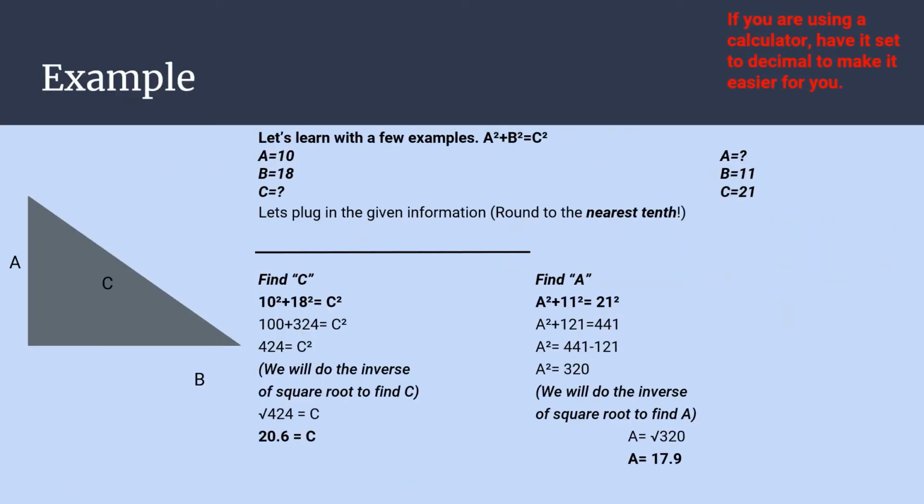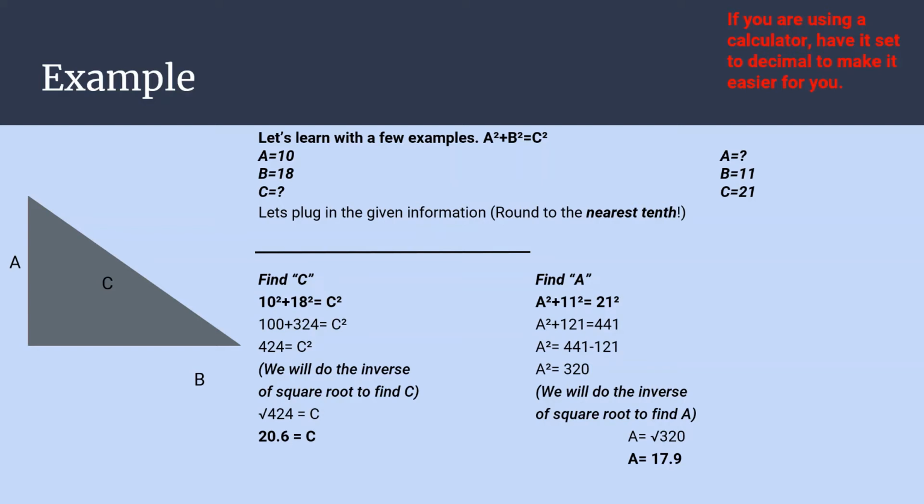If you're using a calculator, have it set to decimal to make it easier for you. Let's learn with a few examples. A squared plus b squared equals c squared. For the first one, a equals 10, b equals 18, c is what we're trying to find. Remember, let's plug in the given information and round to the nearest tenth.